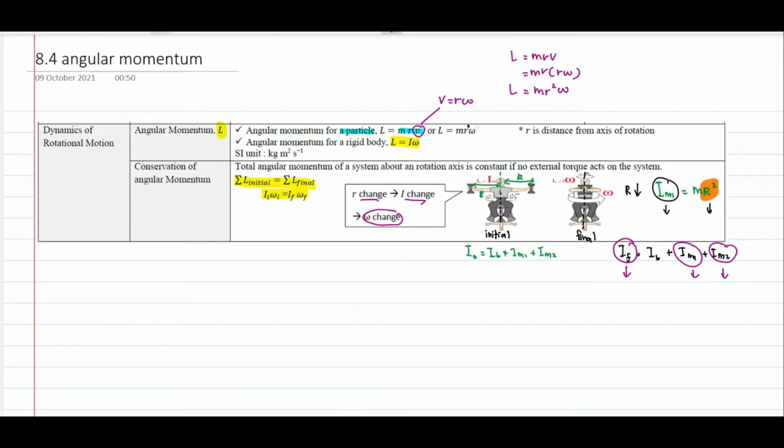In this case, we can compare. I initial omega initial is equal to I final omega final, and then we can write that omega final should be equal to I initial omega initial over I final. Now look at here, since I final is decreasing, the final angular velocity should be increased. So this is the simple explanation about the relationship between r, I and omega. Now let's proceed to the first example.